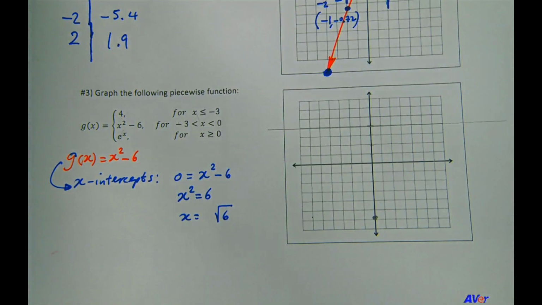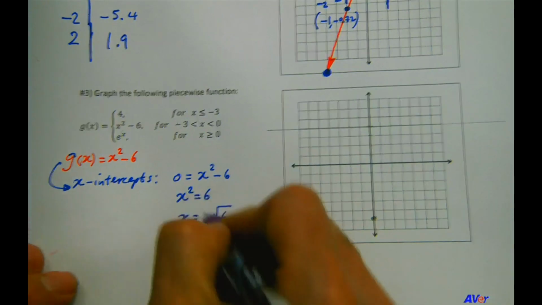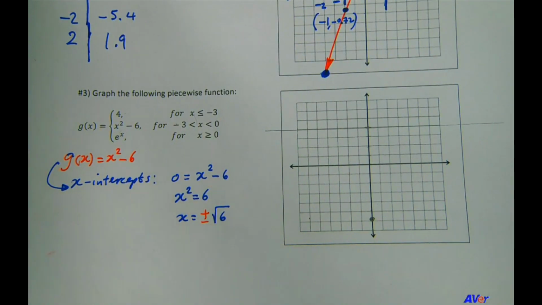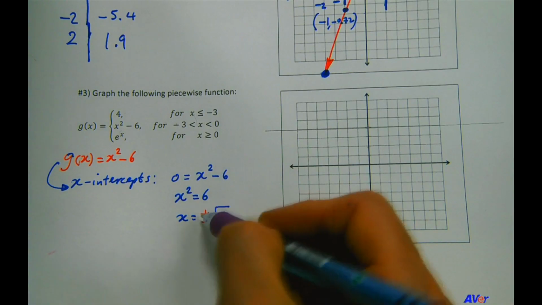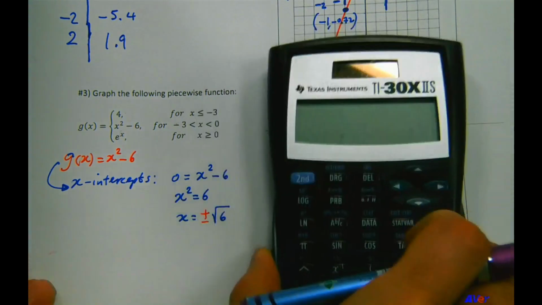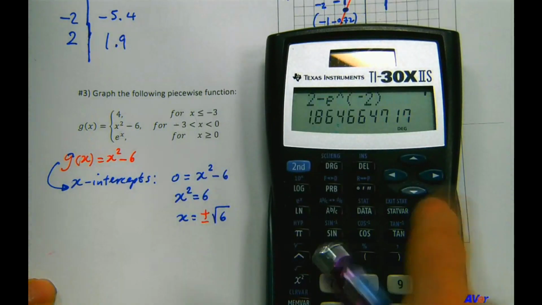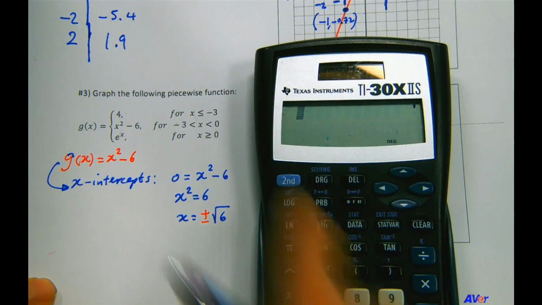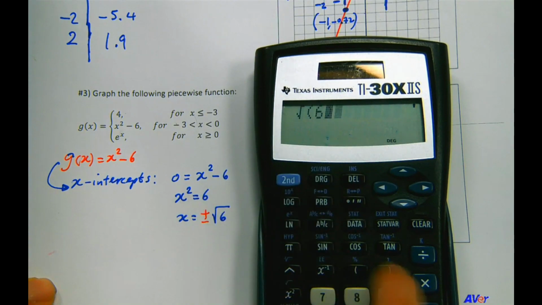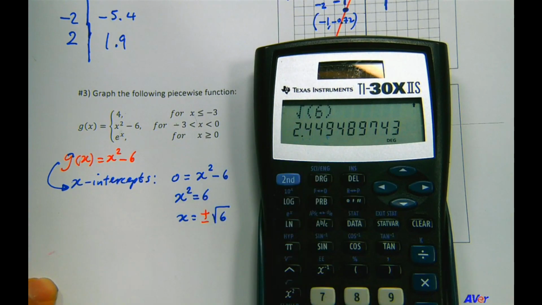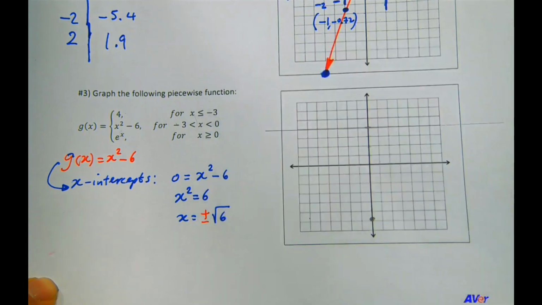Is it missing something? It's missing something. What is it? It is plus or minus. Here, x does not represent distance, so we must have both positive and negative pieces. And by the way, what is the square root of 6? It should be 2 point something. But let's figure it out, because I'm going to have to plot it. So the square root of 6 is 2.44, let's say 2.4. I'm going to round it to 2.4.